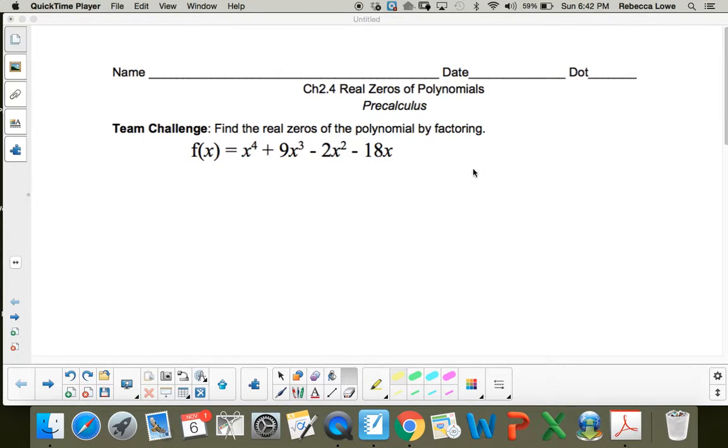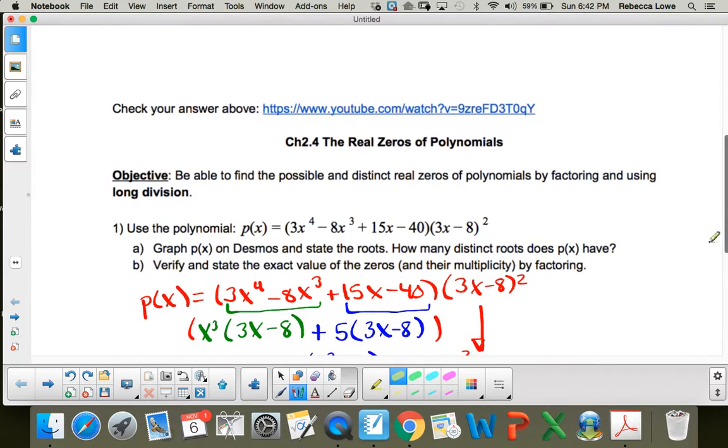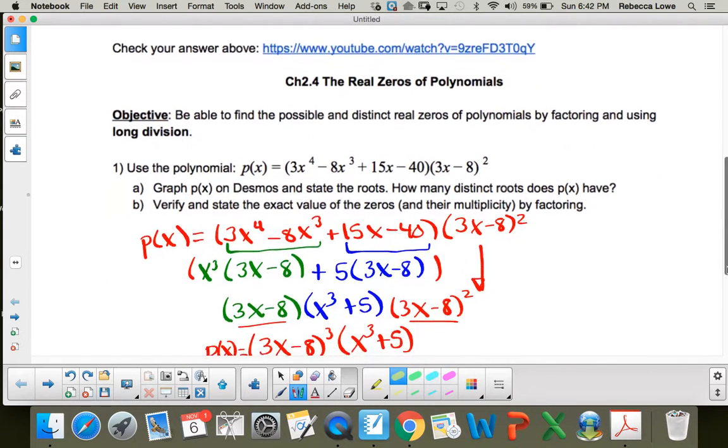As promised, this is the Chapter 2.4 Real Zeros of Polynomials pre-calculus lesson that we didn't get to finish in class, so we're going to zip through it right now. You guys did the team challenge by factoring by grouping, and then you found the zeros. You didn't seem to have any trouble with that. We expanded on the real zeros of polynomials.